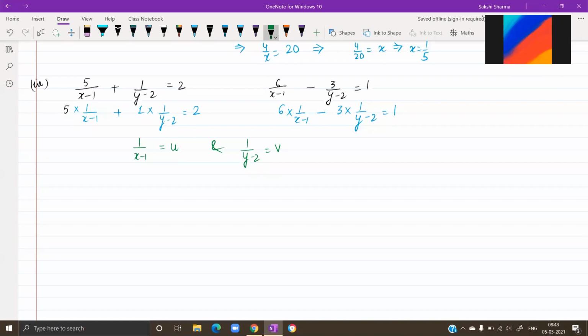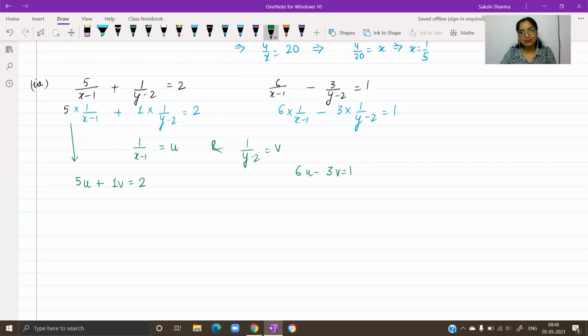The new equations will be 6u minus 3v is equal to 1. That will be the second one. Can you tell me the first one also? आपको दोनों change करनी है. First one will become 5u plus 1v equals to 2. Right.